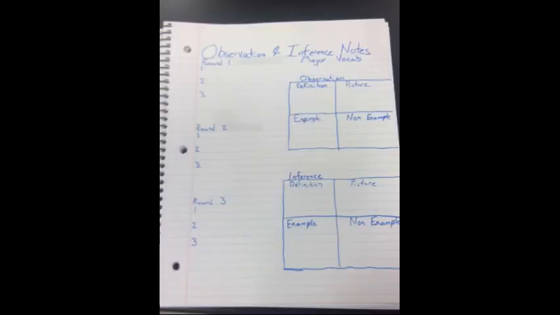The last part of your notebook you're setting up today is your observation and inference notes. Take a look at the picture here. I want you to set something up just like this in your notebook. If you do not have space, please write down round 1, 2, and 3 on the front page and on the back. Create these 4 boxes with observation and inference on the top. You're going to be using these and filling these in based on the activity after this video. So once you have all of these completed, please press continue and we will take notes on observations and inferences.